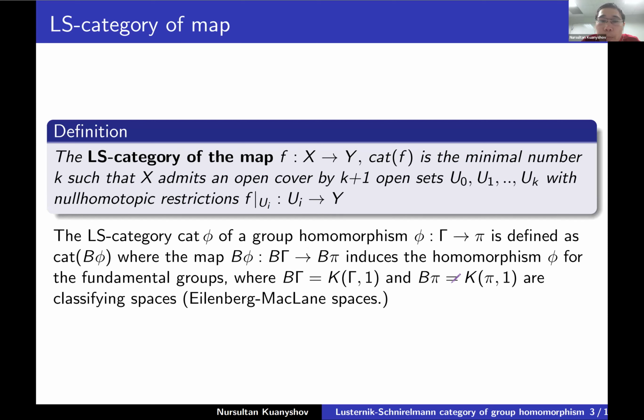The LS category of a map f is the minimal number k such that X is covered by k+1 open sets, and when we restrict our function to each open set, it has to be null homotopic. From this definition we can see that if f is the identity map, then we get the LS category of the space. Now, how do we define the LS category of a group homomorphism? We define the LS category of a homomorphism phi as the cat of Bphi, where Bphi is a map between the classifying spaces, namely Bgamma and Bpi. It's known in algebraic topology that these spaces are Eilenberg-MacLane spaces, spaces that have a contractible universal cover, or in other words, all the higher homotopy groups are trivial.